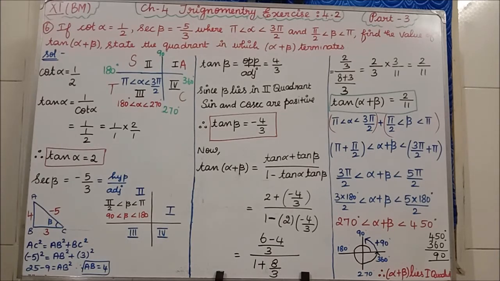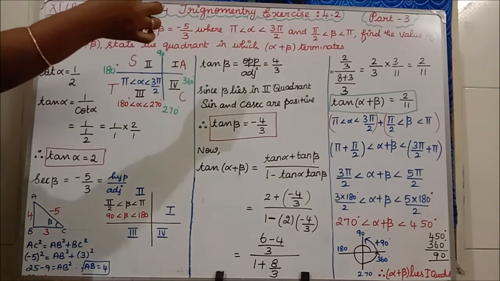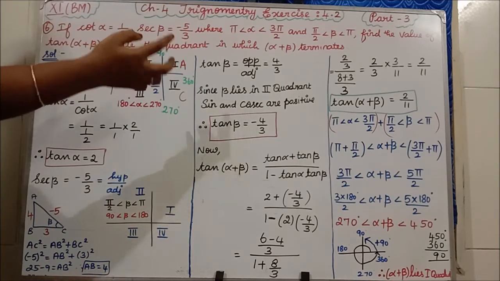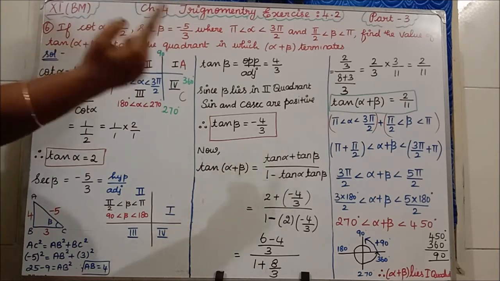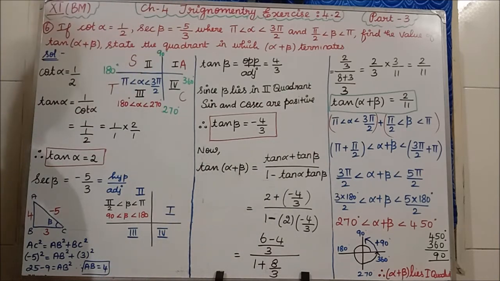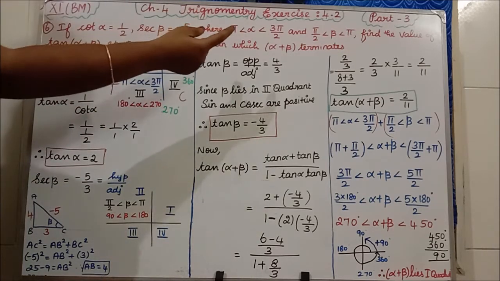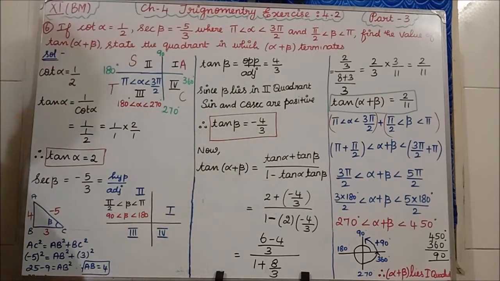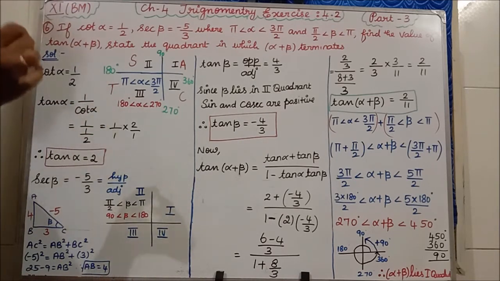If cot alpha equal to 1 by 2, secant beta equal to minus 5 by 3. And they are saying the alpha ranges from pi less than alpha less than 3 pi by 2. And beta ranges from pi by 2 less than beta less than pi. We have to find the value of tan(alpha plus beta) and also in which quadrant tan(alpha plus beta) lies we have to find. Clear the question?